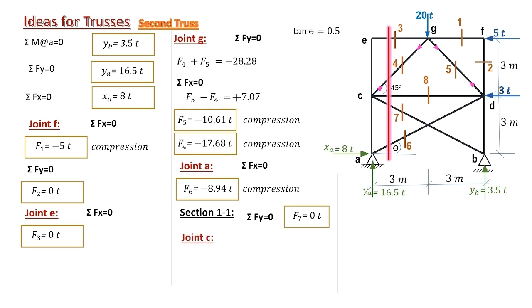Considering joint C and taking equilibrium in the X direction, we already have members 4 and 7, and the only unknown here is member 8. This gives that member 8 equals 12.5 tons, a tension member. Of course, it is easy now to proceed with any other member. And this concludes our second idea.